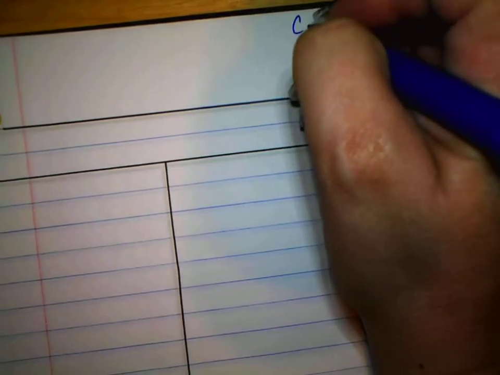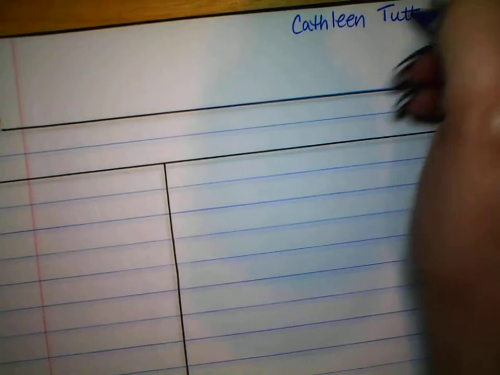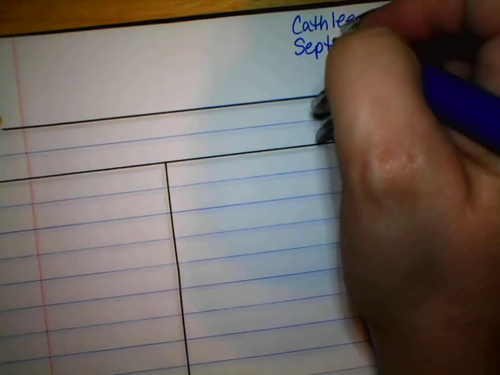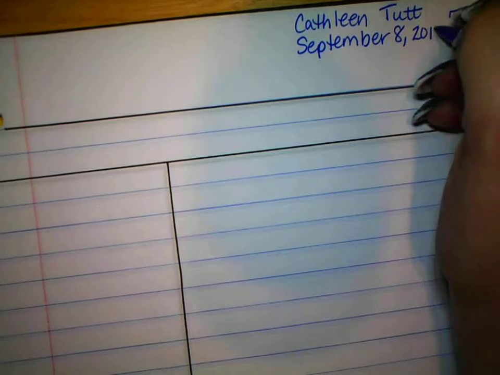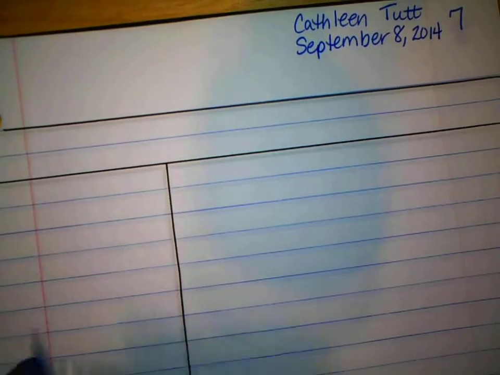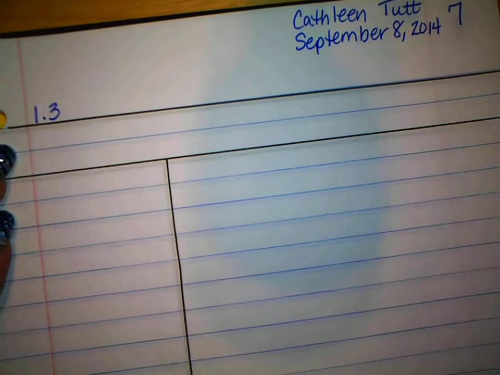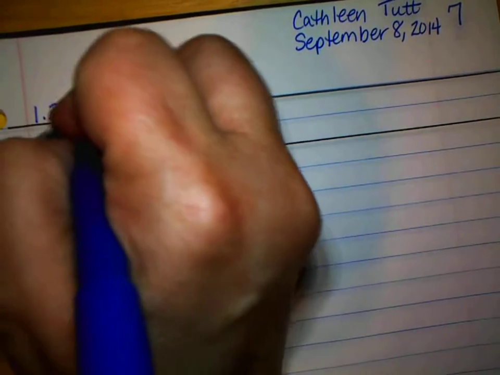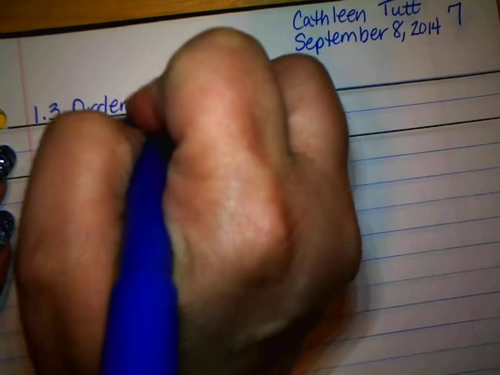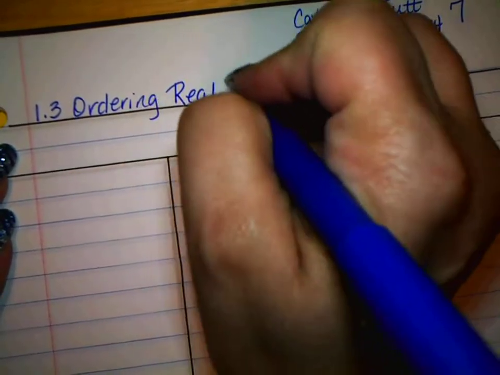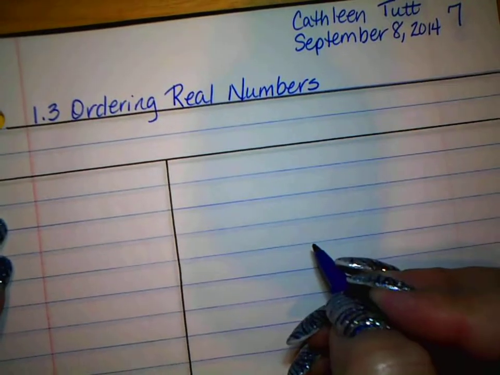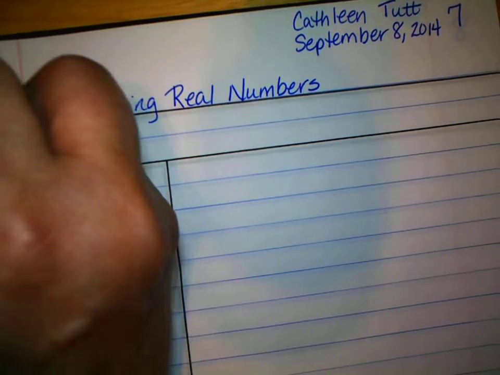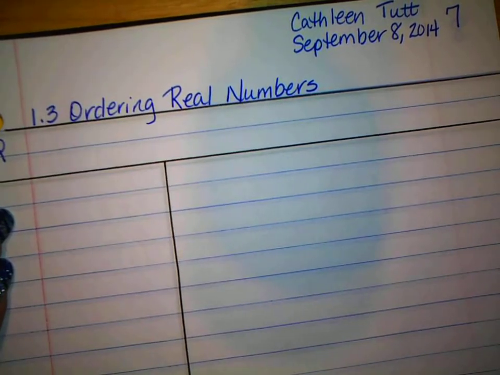Start by putting our name and our date on our notes. Today's topic is lesson 1.3, ordering real numbers. Okay, your essential question today: how do you order a set of real numbers?